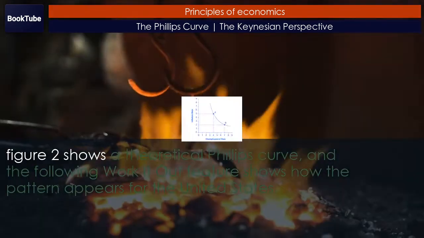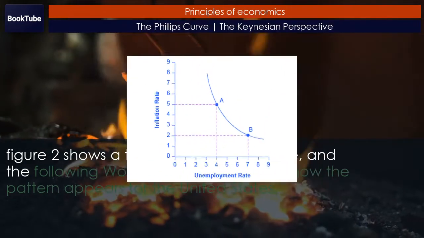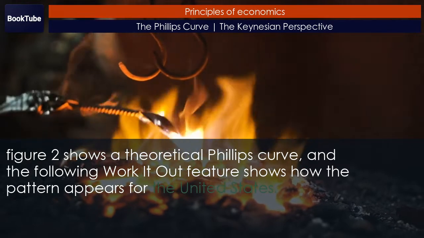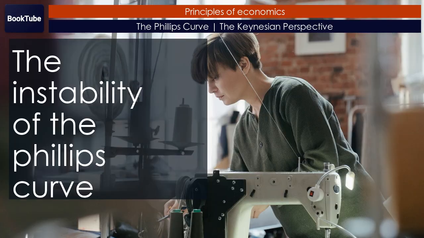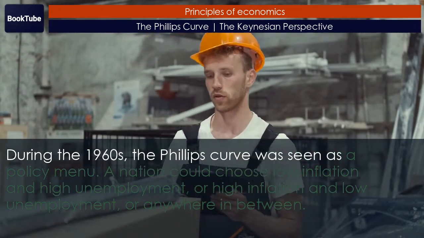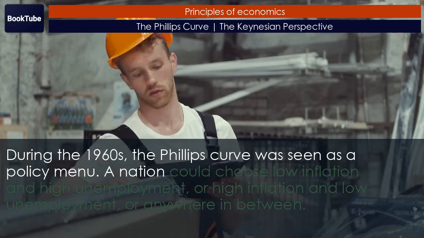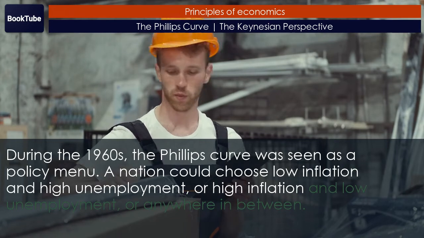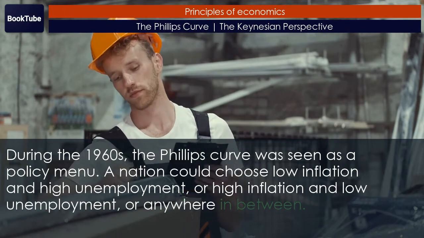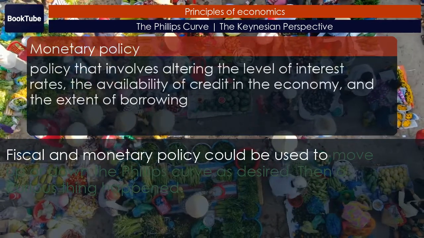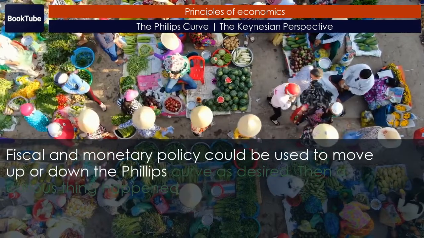Figure 2 shows a theoretical Phillips curve, and the following Work It Out feature shows how the pattern appears for the United States. The instability of the Phillips curve: During the 1960s, the Phillips curve was seen as a policy menu. A nation could choose low inflation and high unemployment, or high inflation and low unemployment, or anywhere in between. Fiscal and monetary policy could be used to move up or down the Phillips curve as desired.